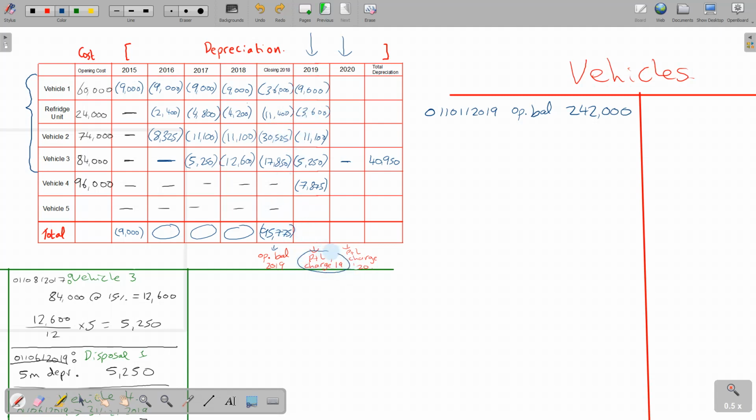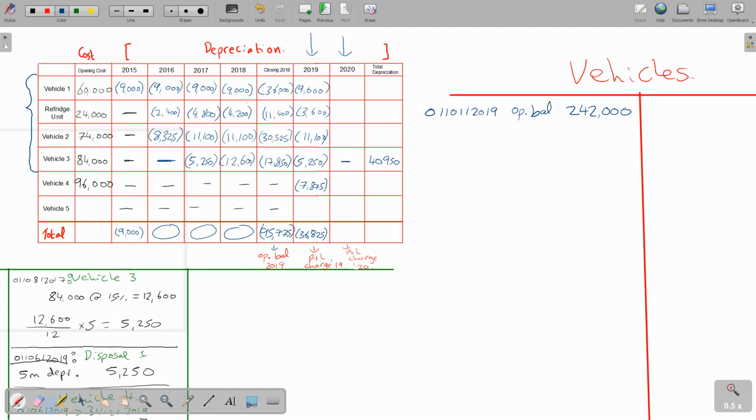Don't forget we need our P&L charge for 2019. There's a lot of marks going for that. So we add up everything. So we have 9,000 plus 3,600 plus 11,100 plus 5,250 plus 7,875 is 36,825. So that's going to be a P&L charge in our T accounts.